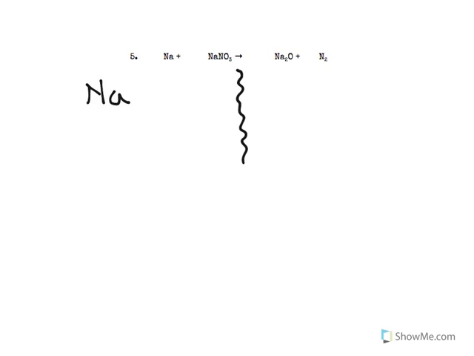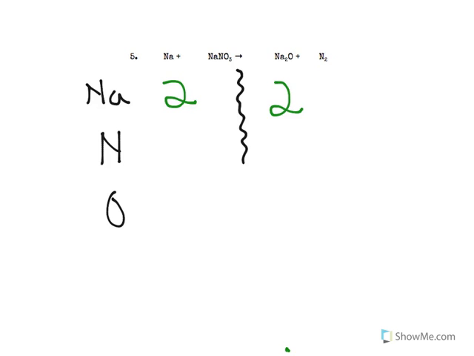But NO3 is not on the product side. So I can't balance this as nitrate groups. I have to balance them as nitrogens and oxygens separately. So now I take my element inventory. On the left-hand side, there's two sodiums, Na. And on the right-hand side, there's two Na.